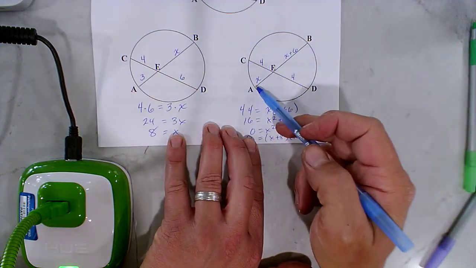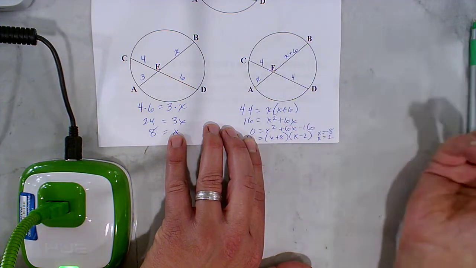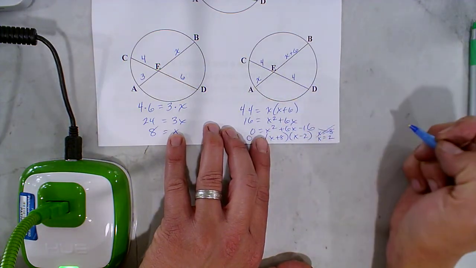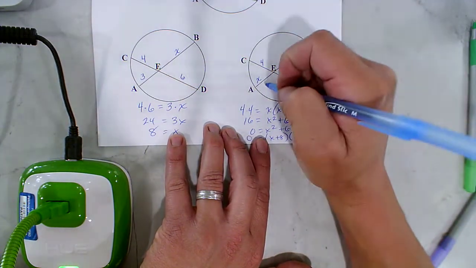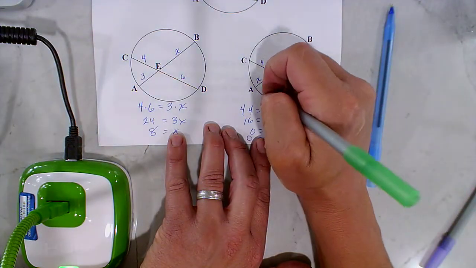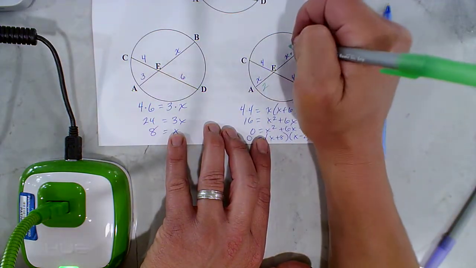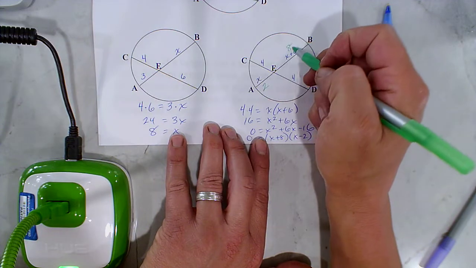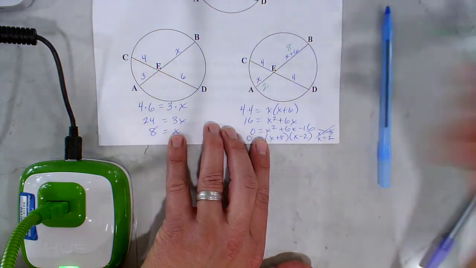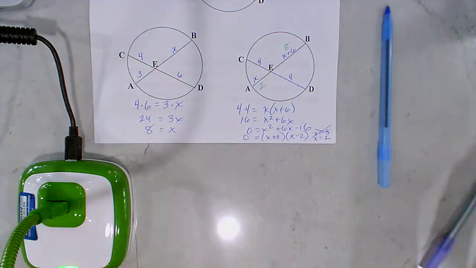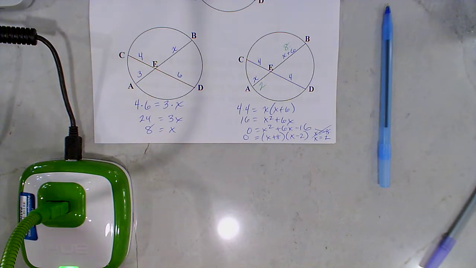Now, obviously, this segment AE can't be -8, so you would discard that answer, right, which would make this 2, right, and this 2 plus 6, 8, and then hold up, 2 times 8 is 16, 4 times 4 is 16, it checks, you're good. All right, so hopefully that makes sense, and we'll take it on to the next two theorems, which are actually, I think, easier.